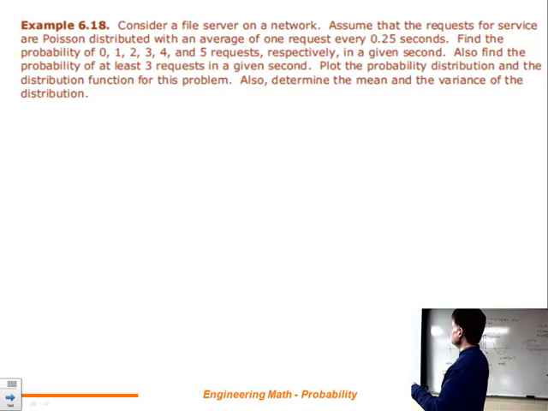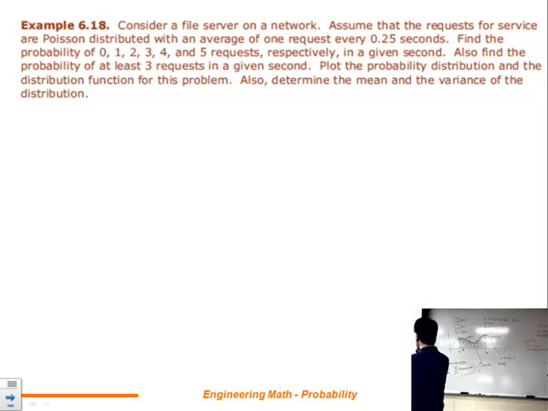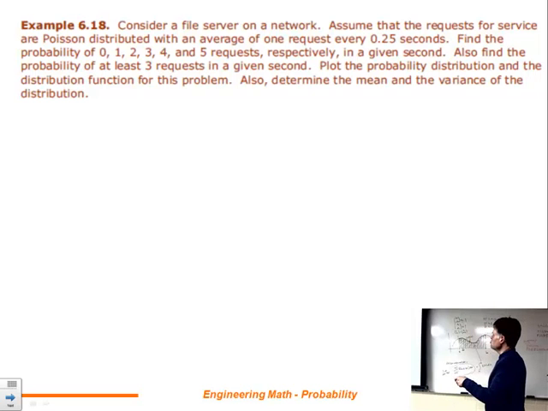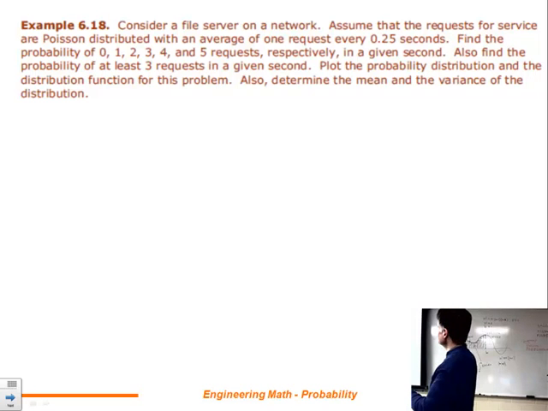So let's find the probability of getting 0 requests, 1 request, respectively, up to 5 in a given second. So there are going to be 6 different answers here, 1 for each value. Also, find the probability of at least 3 requests in a given second. Plot the probability distribution and the distribution function for this problem. Also determine the mean and variance of the distribution.